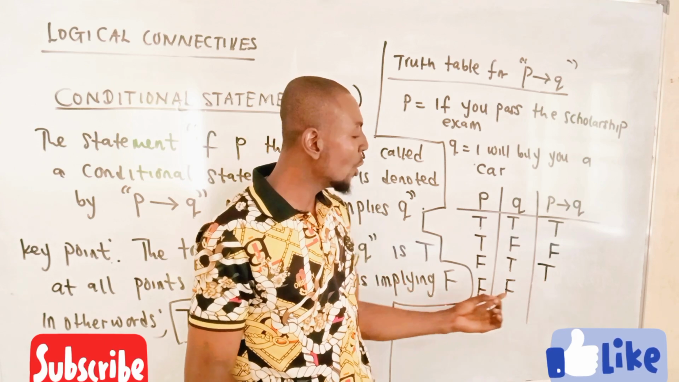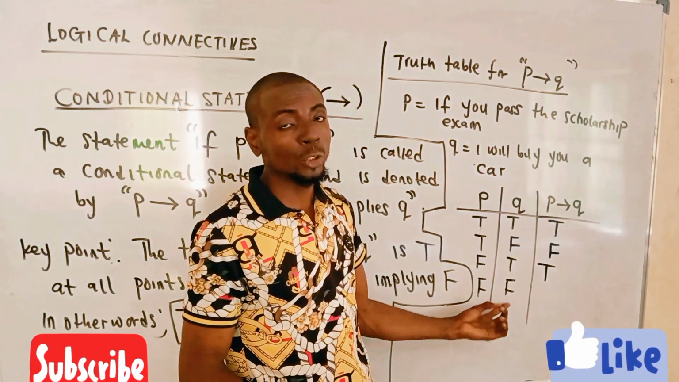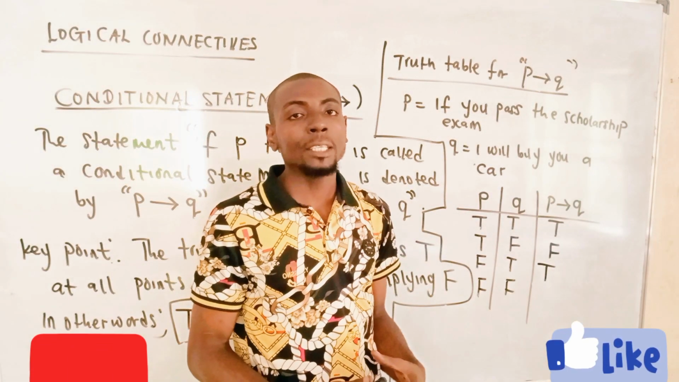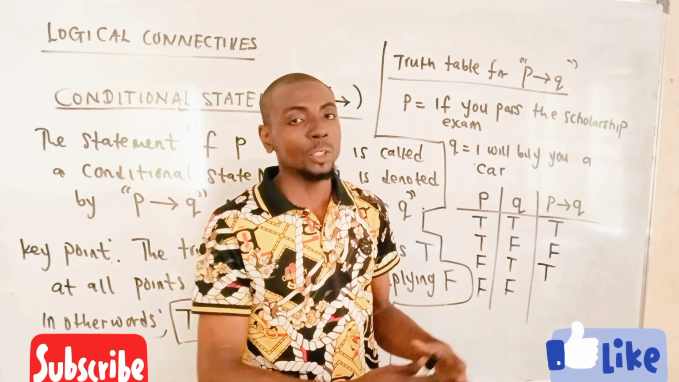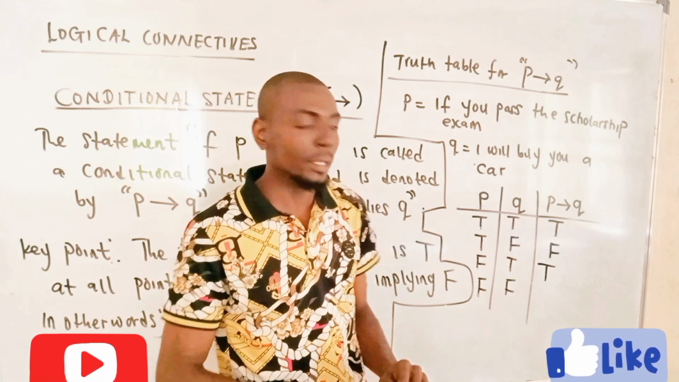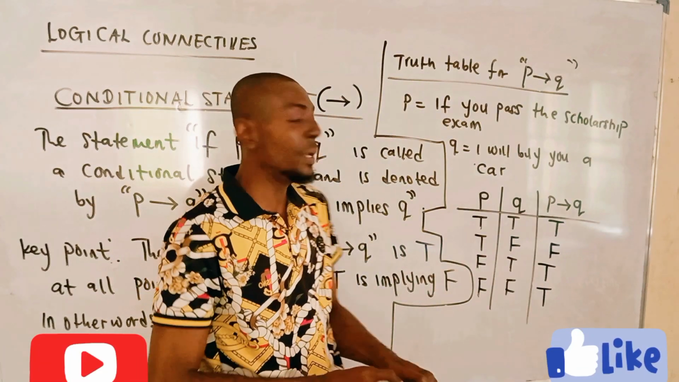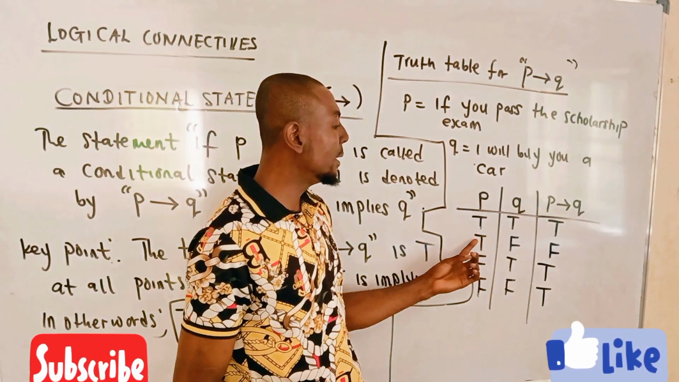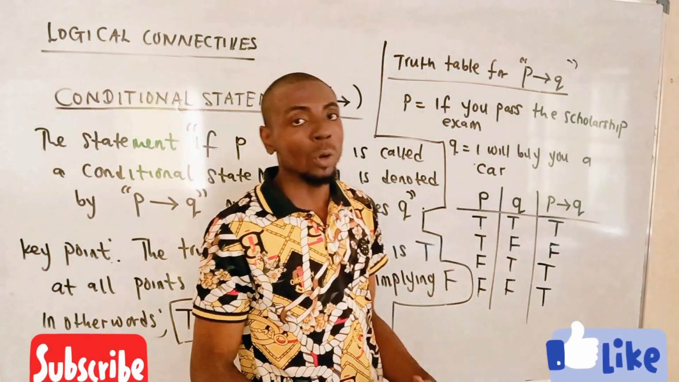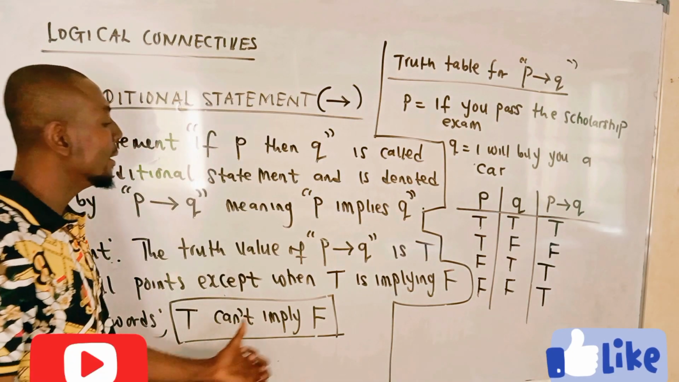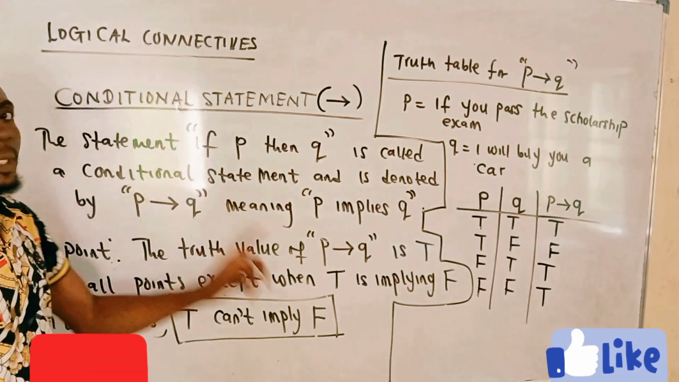Truth. Then coming to this level, you failed to pass the scholarship exam and I failed to provide the car. So P implies Q still holds. The statement is still valid because you failed, I failed, it's 1-1. So we're still going to have T. So basically under P implies Q, find where truth is implying false and put false there. Others have to be true. Just like I said, T can't imply F under implication conditional statement.